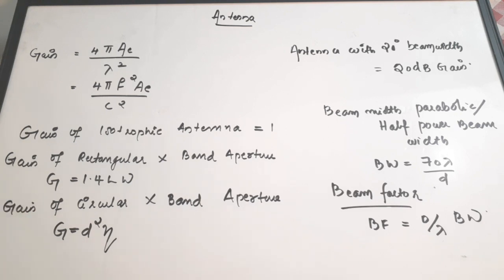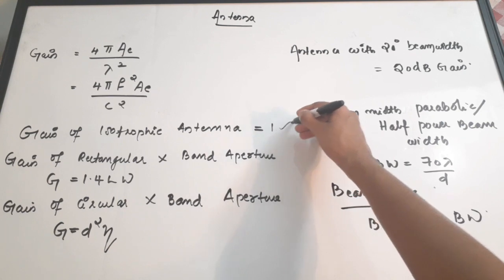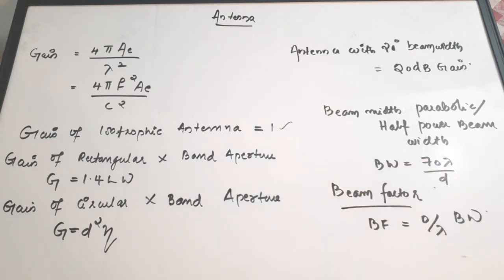Next are some theory terms. First is the gain of an isotropic antenna. An isotropic antenna is a type of antenna which radiates energy uniformly in all directions. We have discussed this and its radiation pattern in detail in the types of antennas. For an isotropic antenna, gain is equal to 1. This is a very important theory concept; I've seen a lot of question papers asking what the gain of an isotropic antenna is. It is 1.